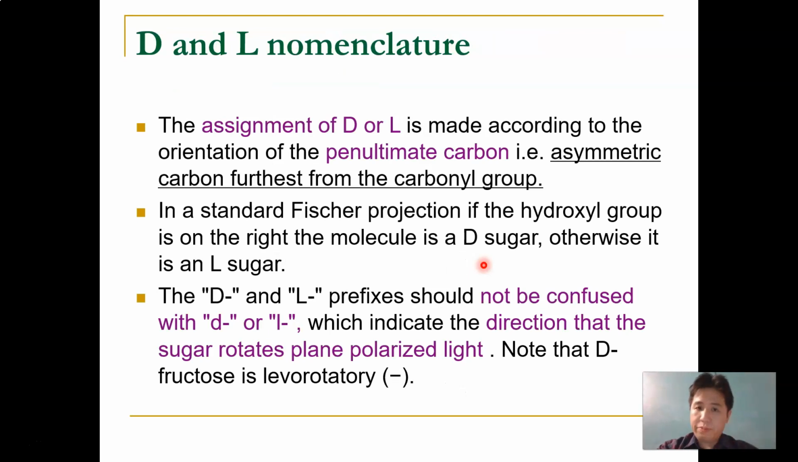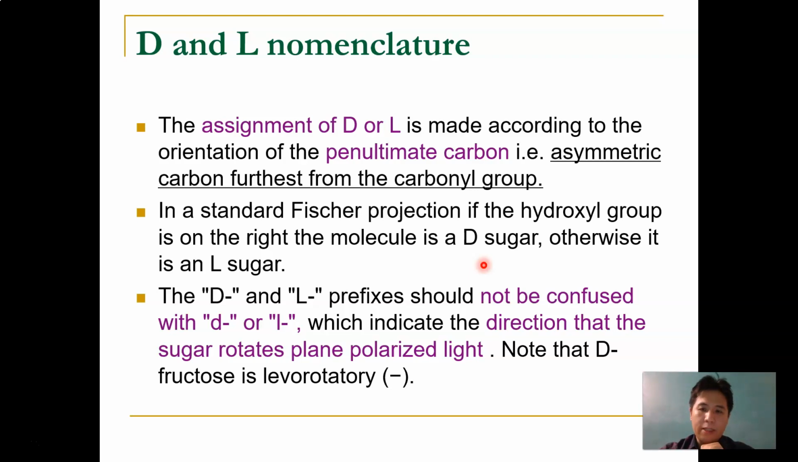Okay, and sugars are often assigned according to D and L nomenclature. So you notice this one is a big D and big L, right? It's different from the small d and small l. Small d and small l is actually the same as plus and minus. So this is big D and big L. It's a different naming system from plus and minus, and a different naming system from the R and S. And D and L naming is based on the penultimate carbon.